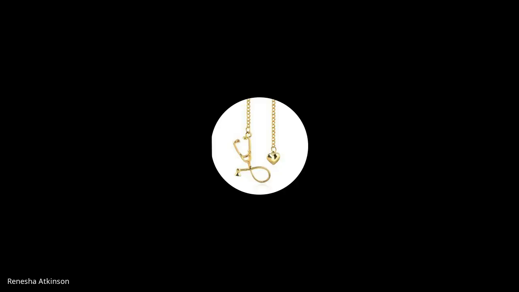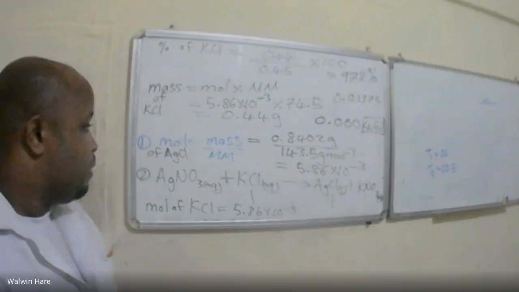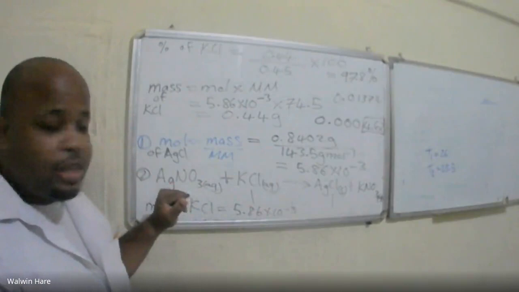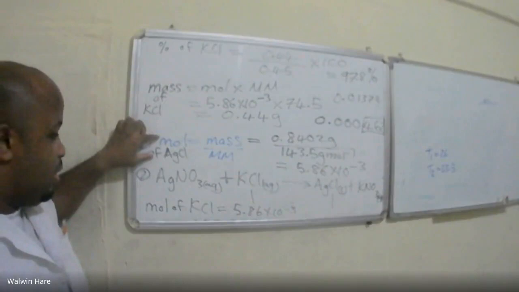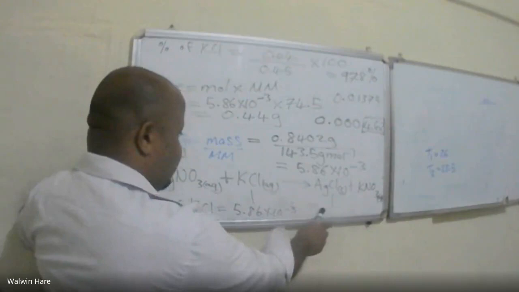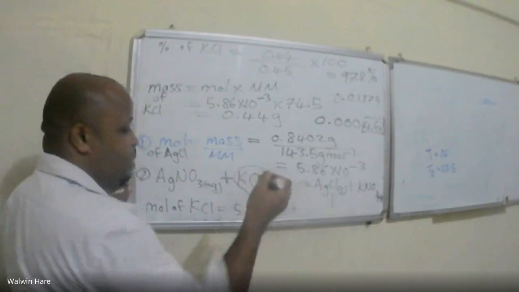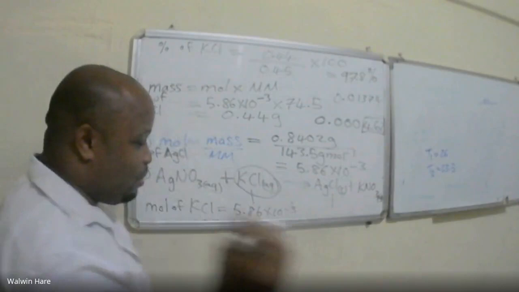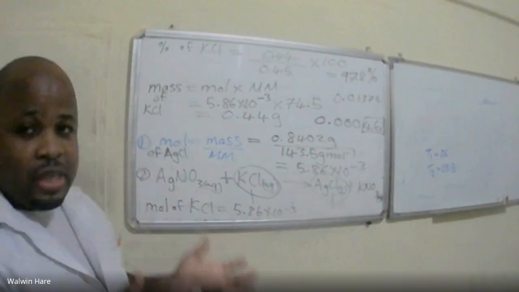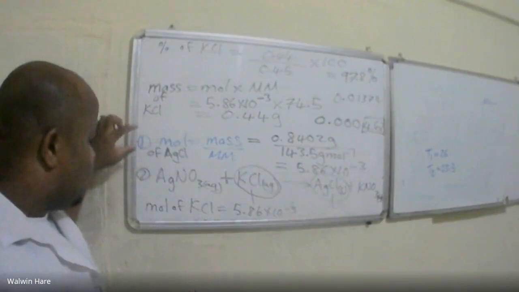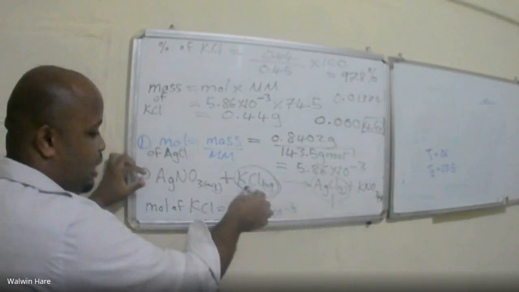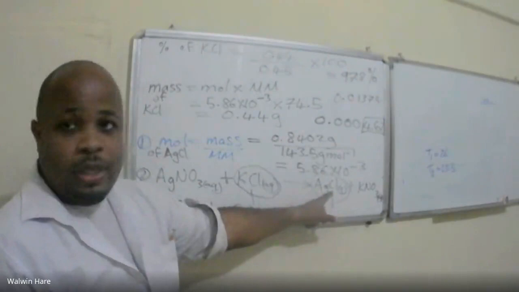Understand? All right, so just to recap again. In this calculation, we calculate the moles of the precipitate first, then we write our balanced equation, and we use the mole ratio to get the moles of our analyte, which is the substance we are interested in. We're interested in KCl. In the question, you will get the mass of your precipitate, so you calculate its moles. Then you write the equation. You will already have the moles of your precipitate, which is why we use the mole ratio between the precipitate and the analyte.